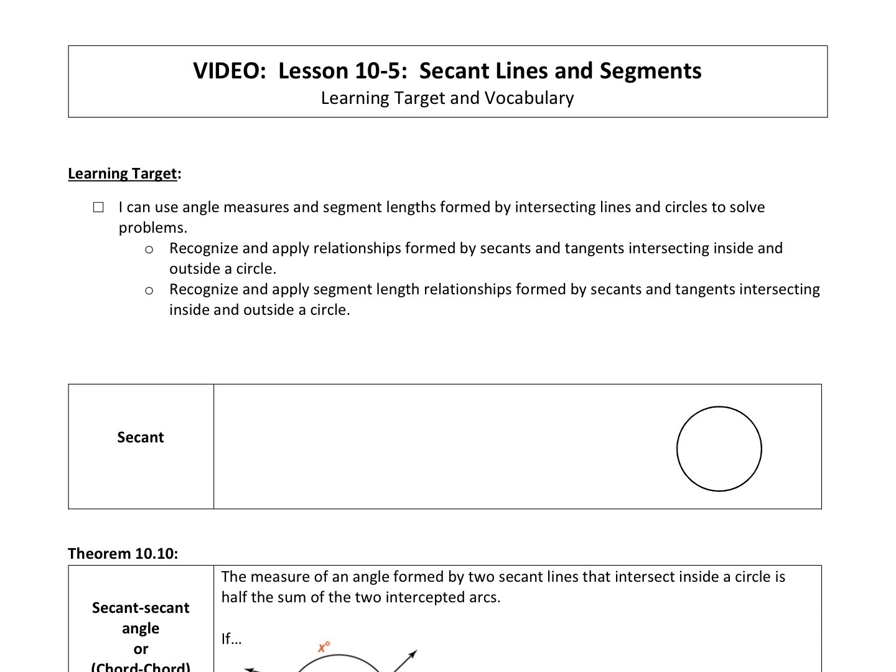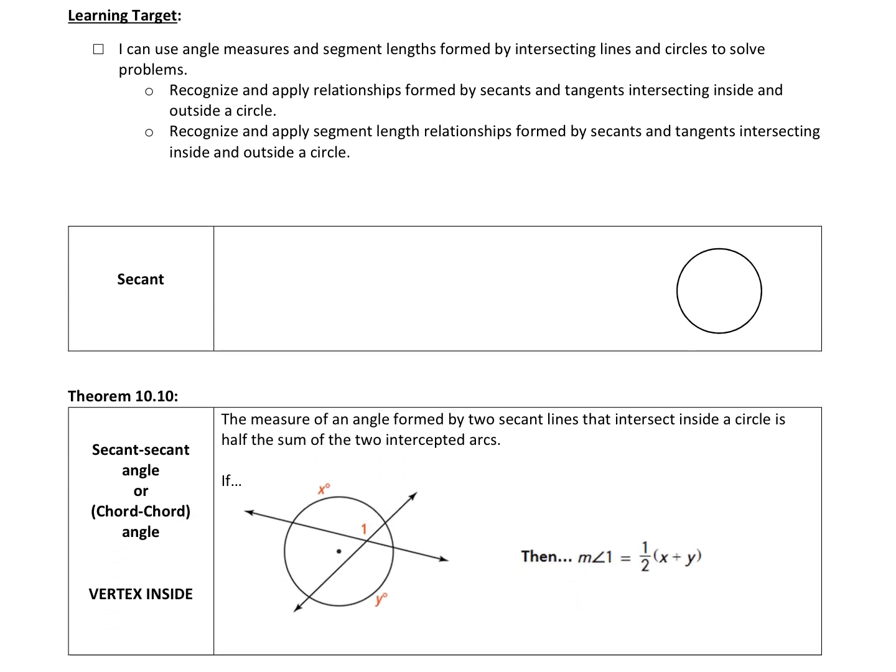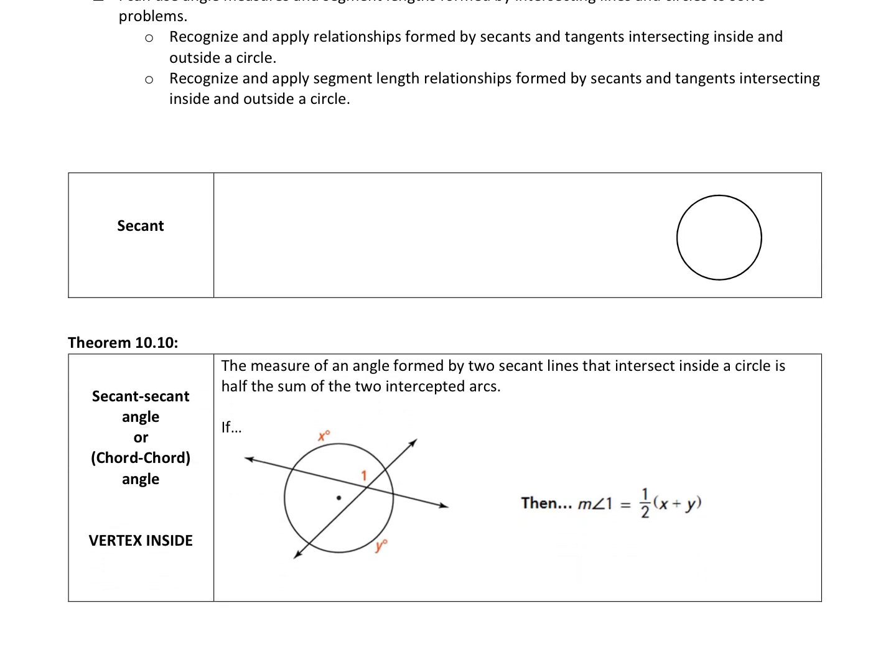Our learning target for this lesson: we are going to be able to use angle measures and segment lengths formed by intersecting lines and circles to solve problems. We will recognize and apply relationships formed by secants and tangents intersecting inside and outside a circle. And we will also recognize and apply segment length relationships formed by secants and tangents intersecting inside and outside a circle. So the new word you're hearing right there is something called a secant.